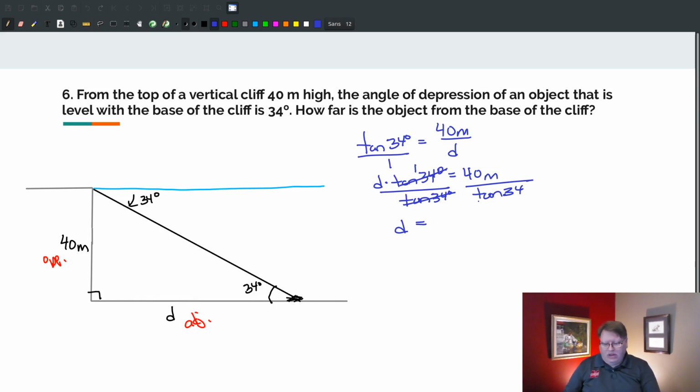And if we do our calculation on our calculator, pull that back up, then we have 40 meters divided by tangent of 34. So 34 tan is equal to, and I get 59.3. Okay, so this is 59.3 meters, which tells me that the object we were interested in is 59.3 meters from the base of that cliff. Okay, and then you're done. All right, so let's move on.